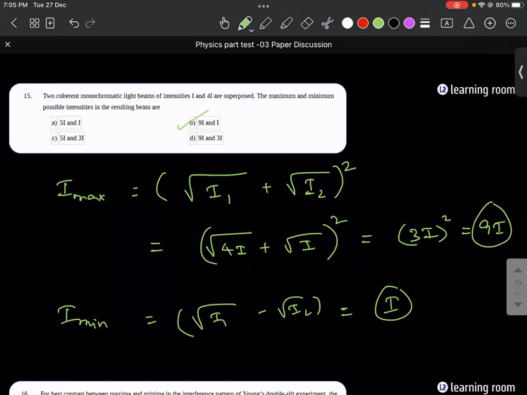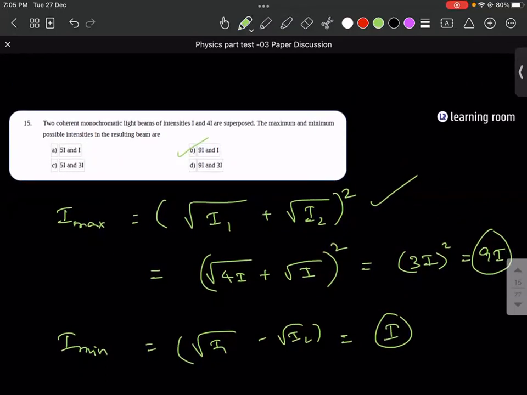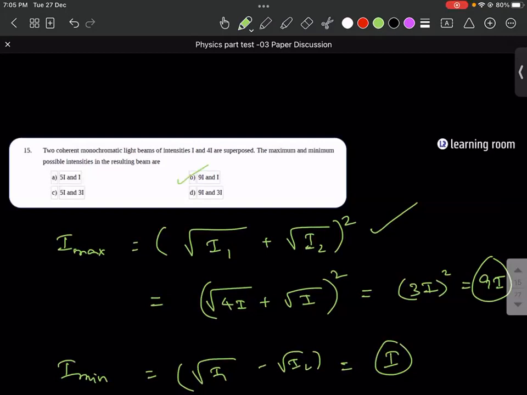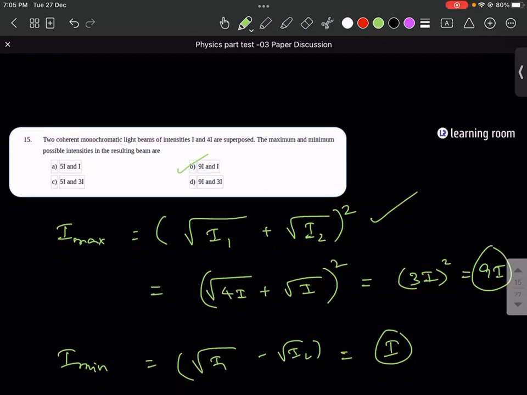Is there any doubt of why this has come? If so, please let me know. Or else I assume it is clear. So can I confirm it's clear?